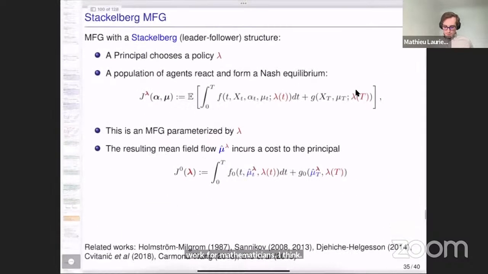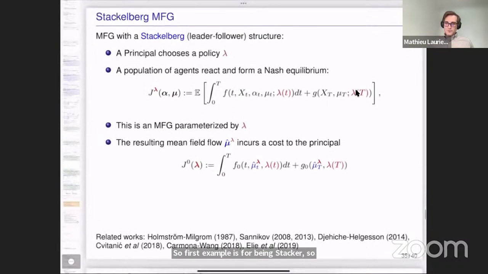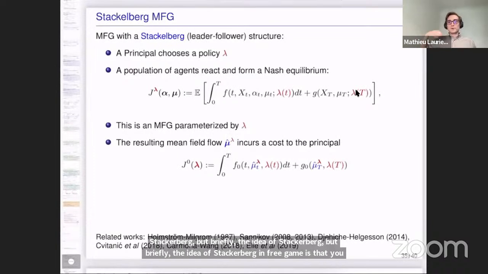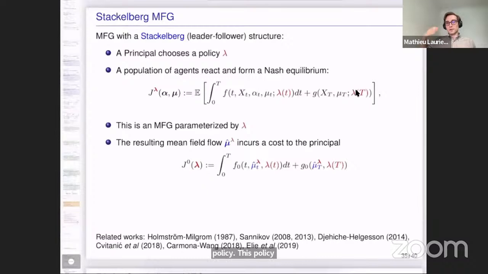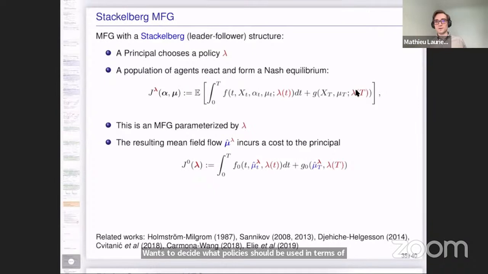So first example is solving Stackelberg games. I will not give a very long description, but briefly, the idea of a Stackelberg mean field game is that you have a principal who chooses a policy. This policy influences the agents who solve a Nash equilibrium. So the Nash equilibrium that you get depends on this policy. And then the principal has a cost which depends on the Nash equilibrium. You can think of, for example, a government during an epidemic, and the government wants to decide what policy should be used in terms of social distancing and masks and lockdowns, as we have seen during the COVID pandemic, for example.